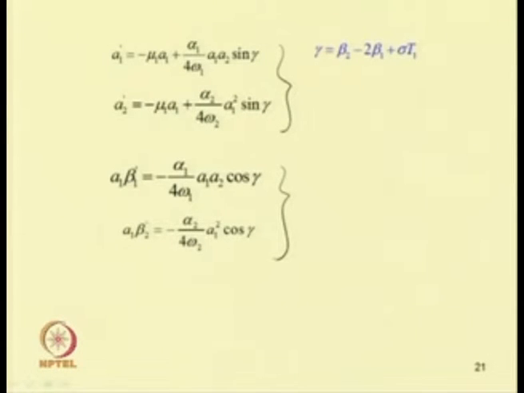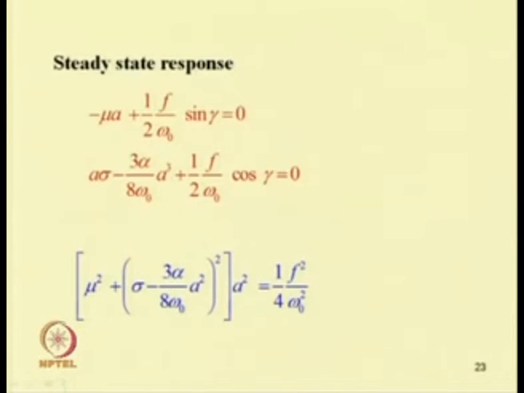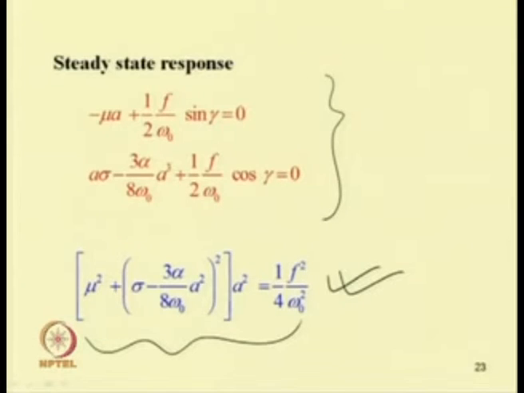So, these are the reduced equations, and to write them in autonomous form, we can use this gamma. So, it will reduce to a set of equations. For steady state, it reduces to this equation. So, one can get a closed form solution for this. For the non-resonant condition, one will get a steady state solution.